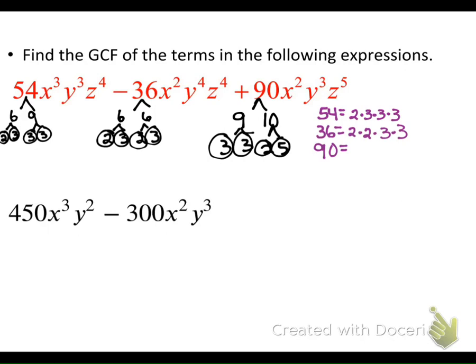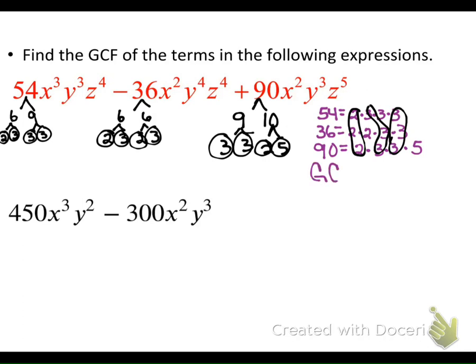And then for 90, Danier? 2 and then 3. Now what do I do? I circle what they have in common. So what number do all three of my terms have in common? 2. They have 2's in common. 3. They have a 3 in common. What else do they have in common? Another 3.